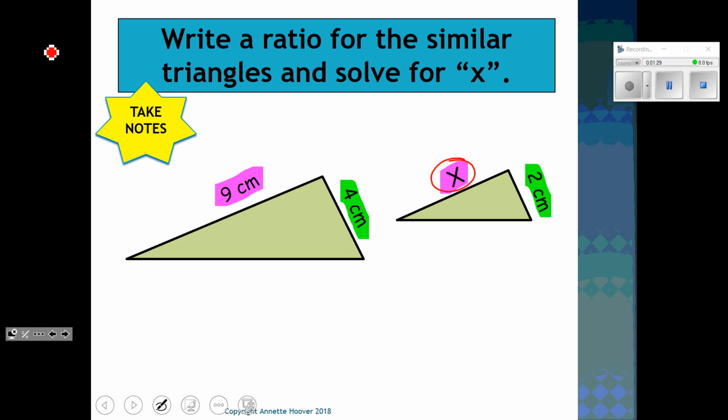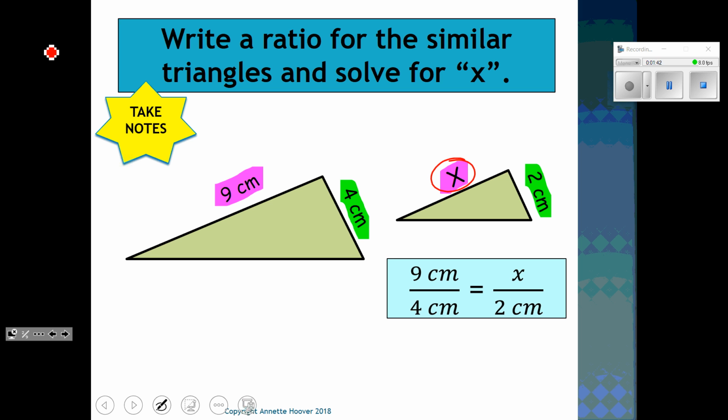So we can set up a proportion first with the large triangle. With the large triangle, we could set up either the long side over the short side or the short side over the long side. It doesn't matter. I'm going to set it up with the long side over the short side. So here's the ratio I set up, 9 centimeters over 4 centimeters, or 9 centimeters to 4 centimeters. And that is going to be equal to, now, since we put the long side on top of the first one, we have to put the long side on top of the second ratio that we set up. So I set it up x to 2 centimeters.